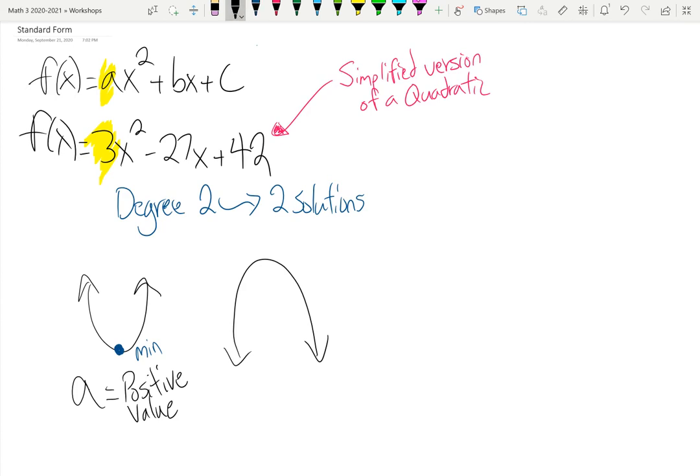Vice versa, when a is equal to a negative value, the vertex is going to be a little different. The vertex is going to be the center of this quadratic, and it is going to be the maximum because this is the largest point in the entire quadratic. So let's go ahead and continue.